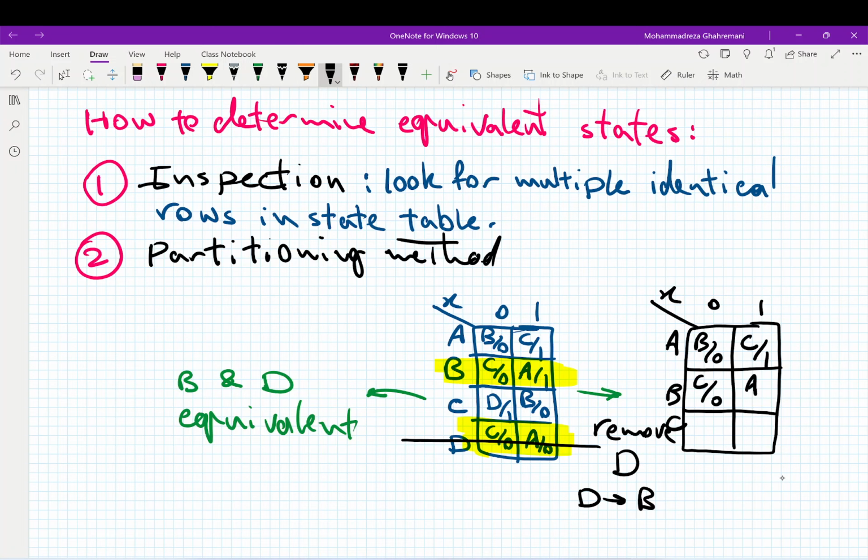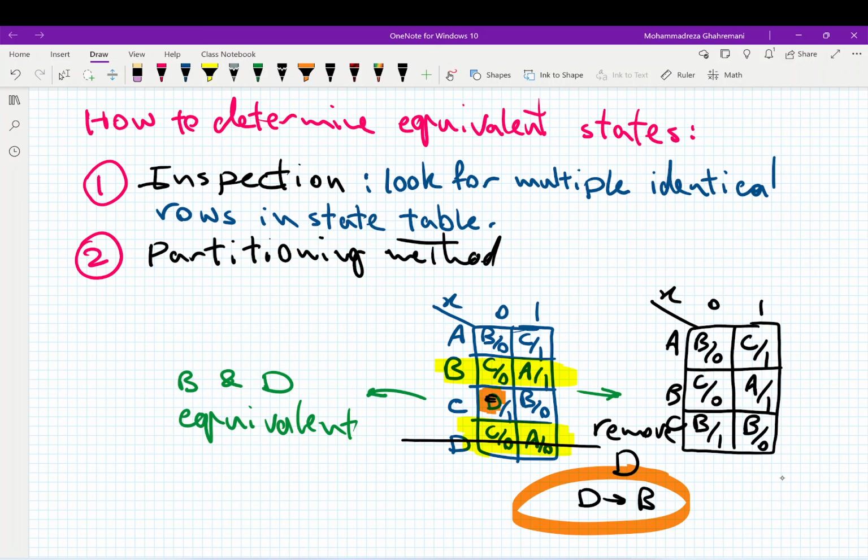C0, A1. For C here, if you look, we see that we have D here. But state D is removed, and as I said, we replace all these with B. So we say B1, B0. And this one is the equivalent or reduced state table. So before minimization, we had 4 states, but after reduction we have only 3 states.